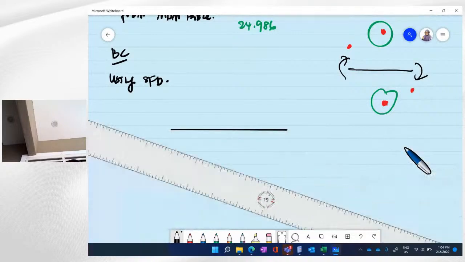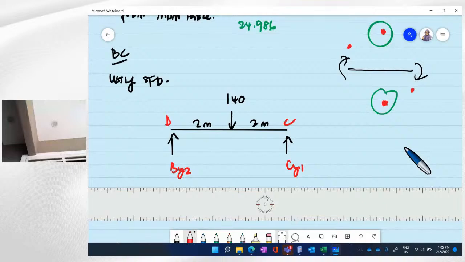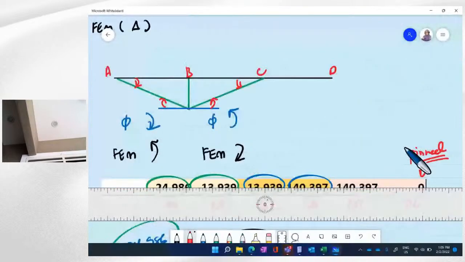Okay, from here we get the point load. This is 140, with 2 meter and 2 meter. So this is member B and member C. So we have BY2 and CY1. This is actually the label that we get from the first diagram.